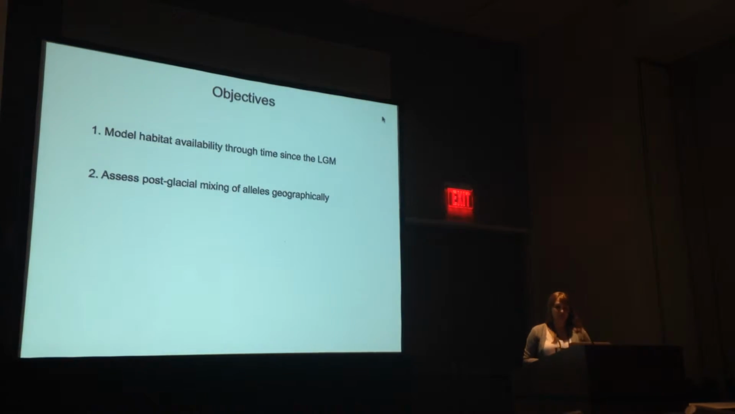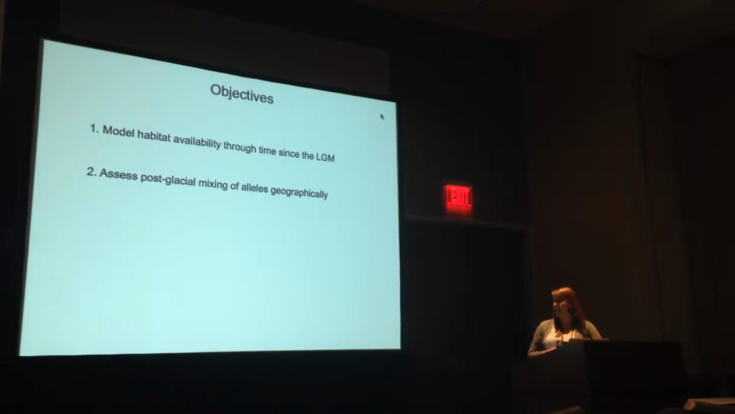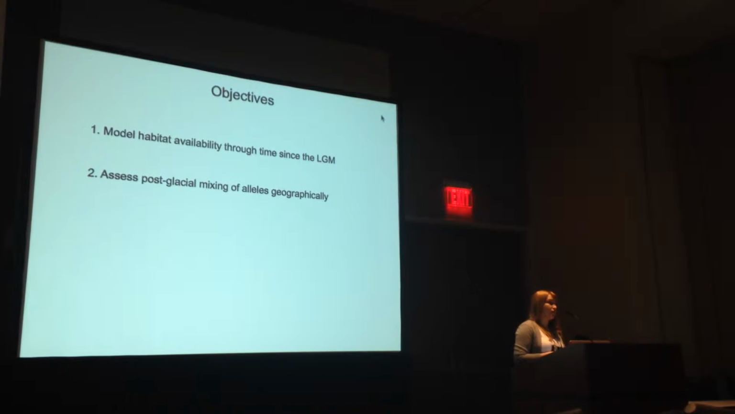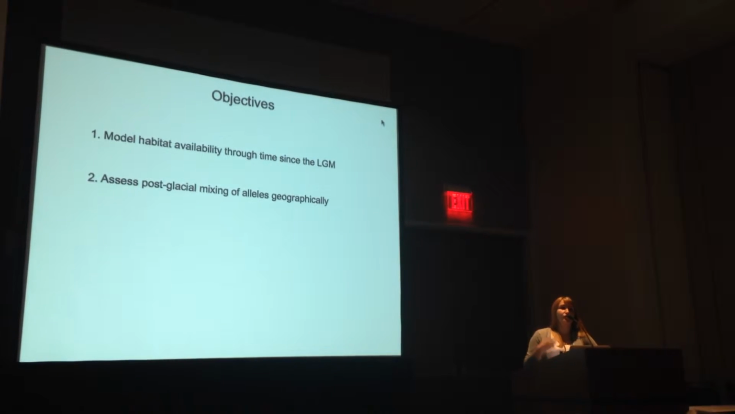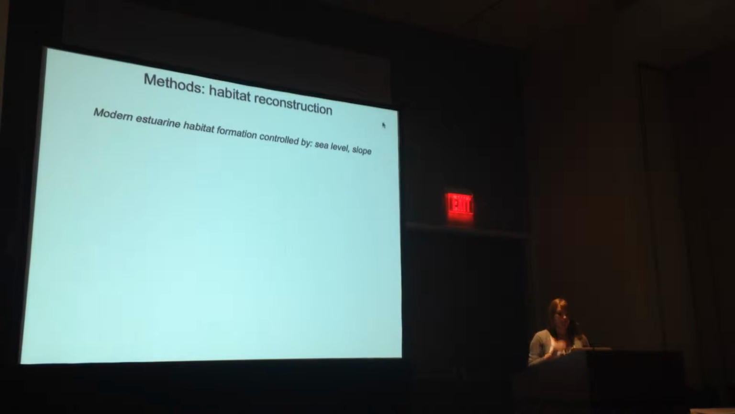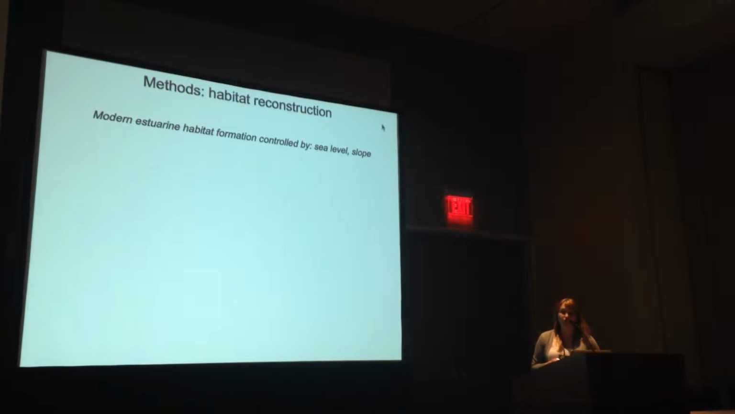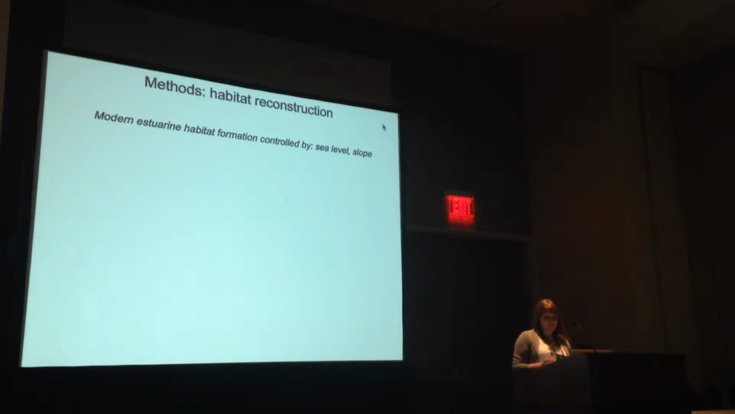So there are two main objectives that I will be addressing today. The first is to estimate habitat availability from the last glacial maximum to today for these three species, and the second is to see if we can figure out signatures of post-glacial recolonization, looking at refugial alleles specifically. I'm more than happy to go through any of the methods in more detail with anybody afterwards, but this is going to be a cursory overview for time's sake.